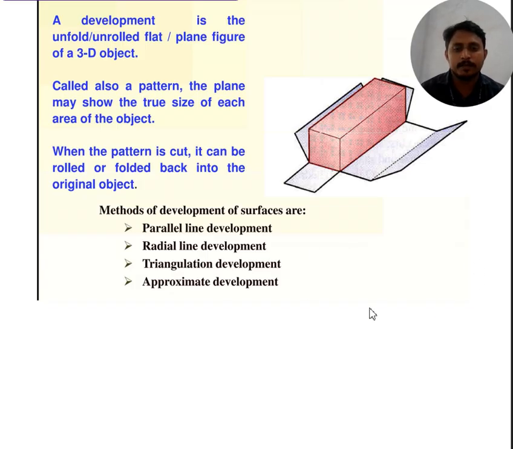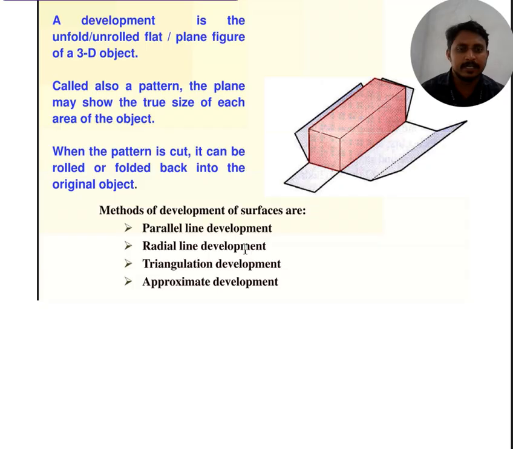So it is developed by parallel surfaces or parallel lines. The example for the parallel line development: this method is adapted for the shape of prisms and cylinders. Prism and cylinder have two bases, and two bases means they have parallel lines. That's why the parallel line development method is adopted in prism and cylinder cases.